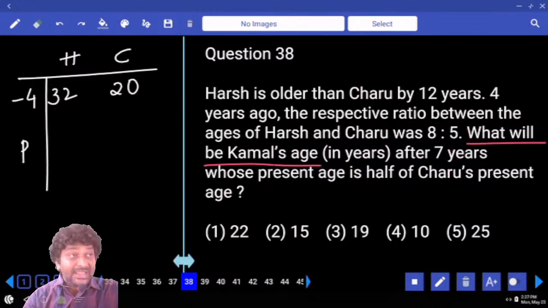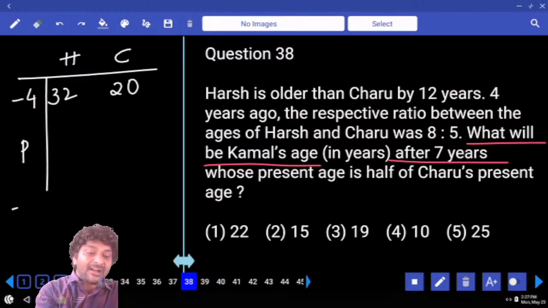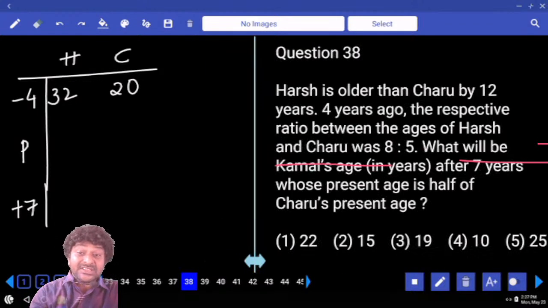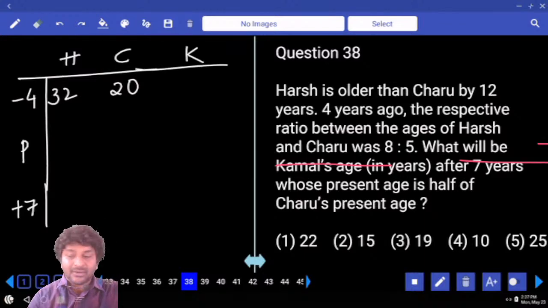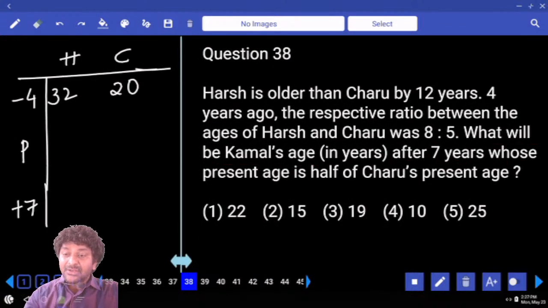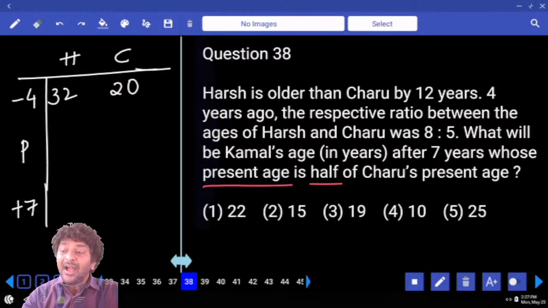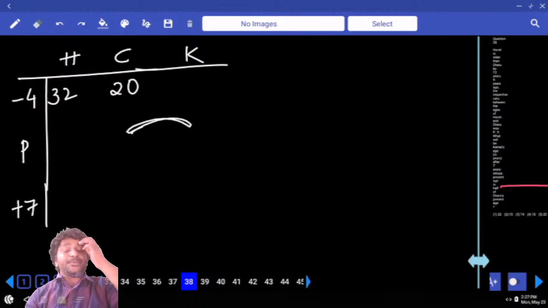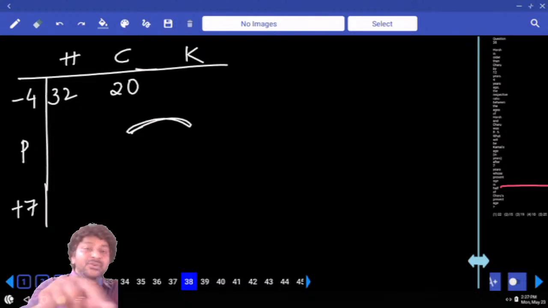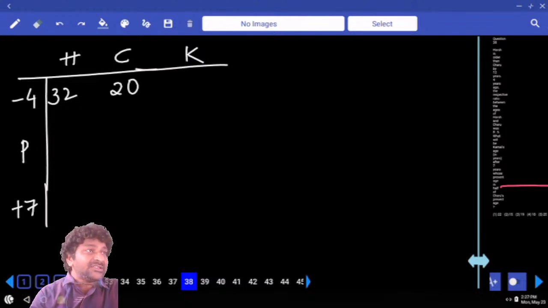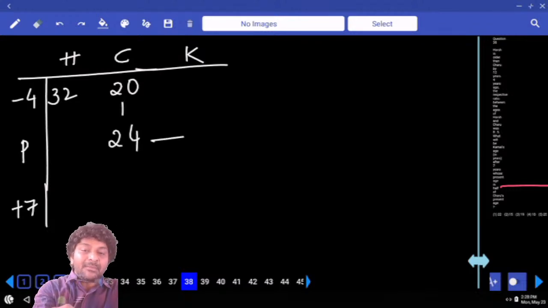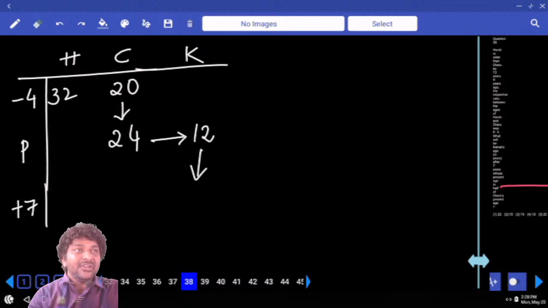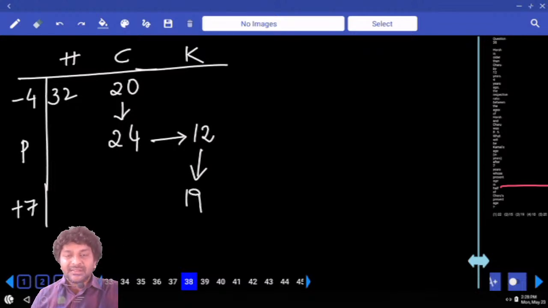What will be Kamal's age after 7 years? After 7 years, whose age do we have to calculate? Kamal. Kamal is a third person. After 7 years, whose present age is half of Charu's present age? So now we have a relation between Charu's present age and Kamal's present age. So we need to know Charu's present age. Charu's present age is 24. Then Kamal's present age, exactly half, is 12. After 7 years means we have to add 7. That means 19. That's it.